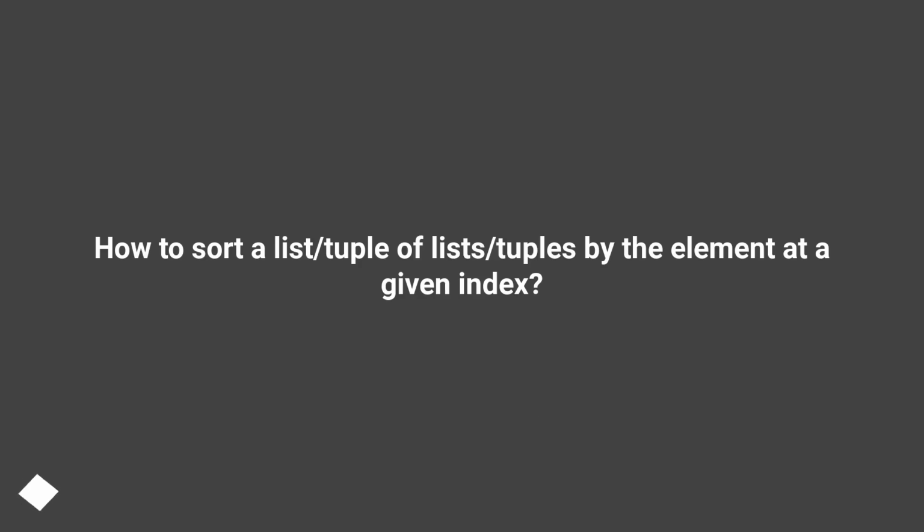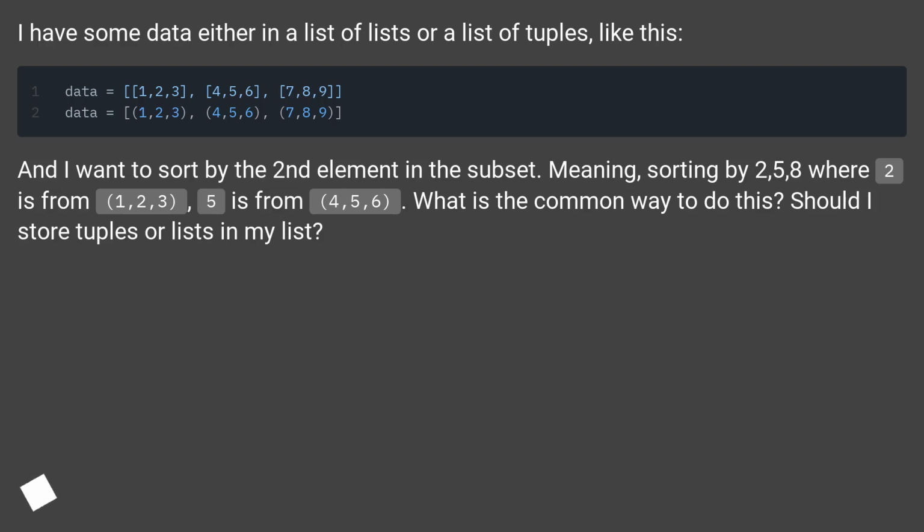How to sort a list/tuple of lists/tuples by the element of a given index? I have some data either in a list of lists or a list of tuples, like this. And I want to sort by the second element in the subset. Meaning sorting by 2, 5, 8 where 2 is from 1, 2, 3, 5 is from 4, 5, 6. What is the common way to do this? Should I store tuples or lists in my list?